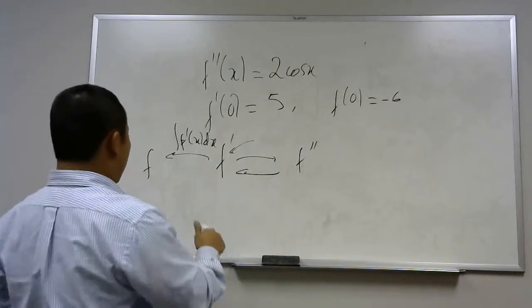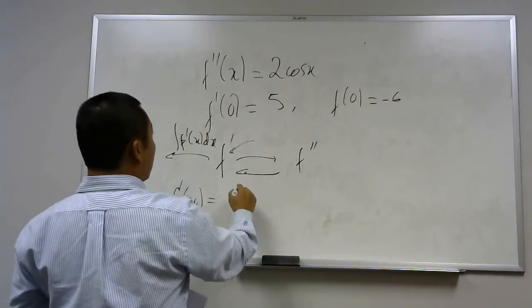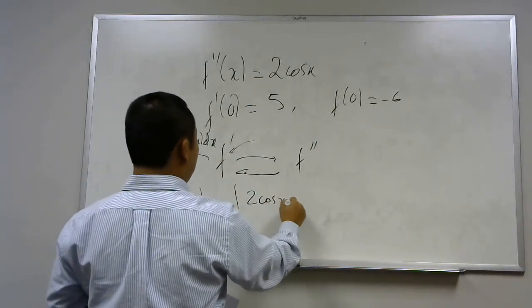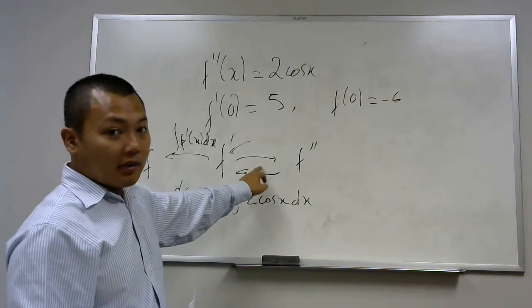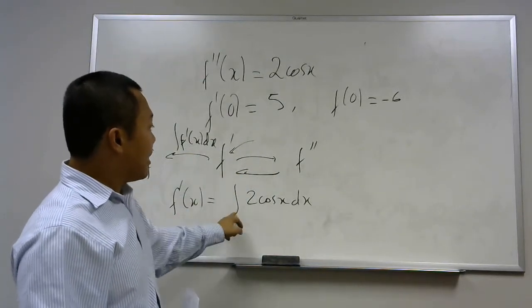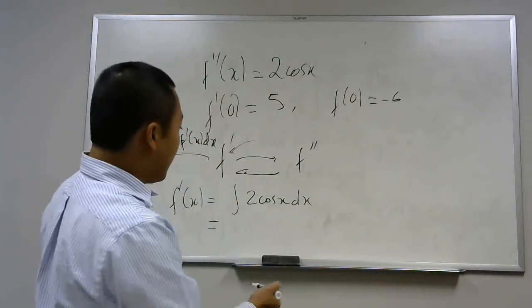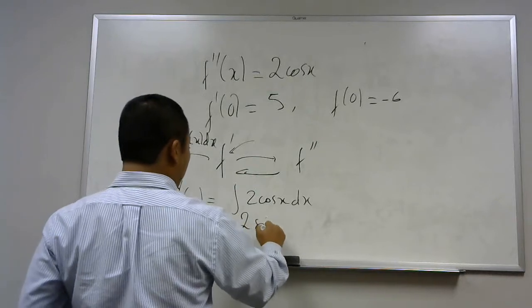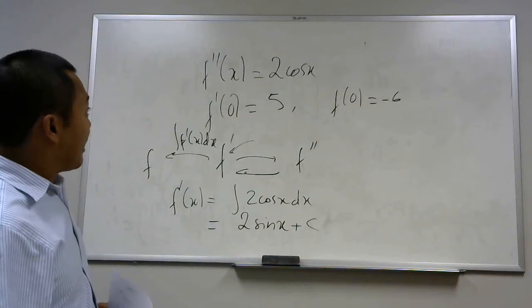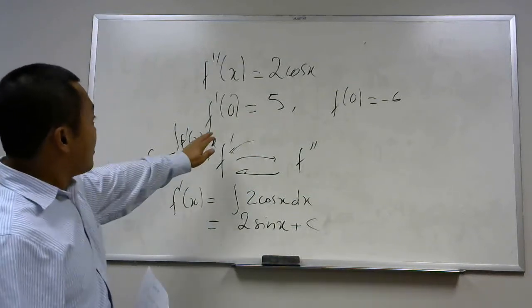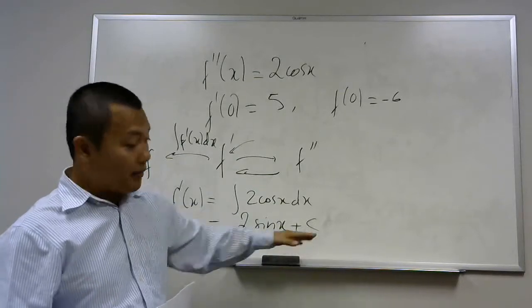From this scheme, I would say f derivative of x is equal to the integral of 2 cosine of x dx. Right? That's how we apply this step. Recover the first derivative by using the second derivative. And the antiderivative of cosine is just sine, right? So I have 2 times sine of x. Don't forget the constant. Okay, now we have to use this initial condition to find the constant c.